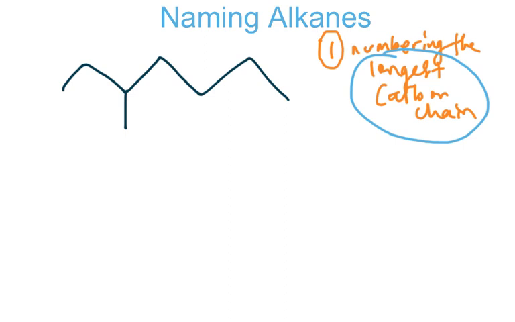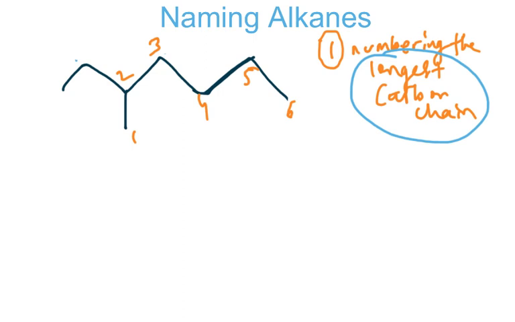So if we were to find the longest carbon chain, let's say we number it like this: 1, 2, 3, 4, 5, 6, 7. So is that the longest carbon chain? Well, let's see. Let's try to number it in other ways. So let's erase all of these and find another way to number this carbon chain. Another way you can number it is 1, 2, 3, 4, 5, 6. Previously, when we numbered it before this, we saw that the longest carbon chain was 7.